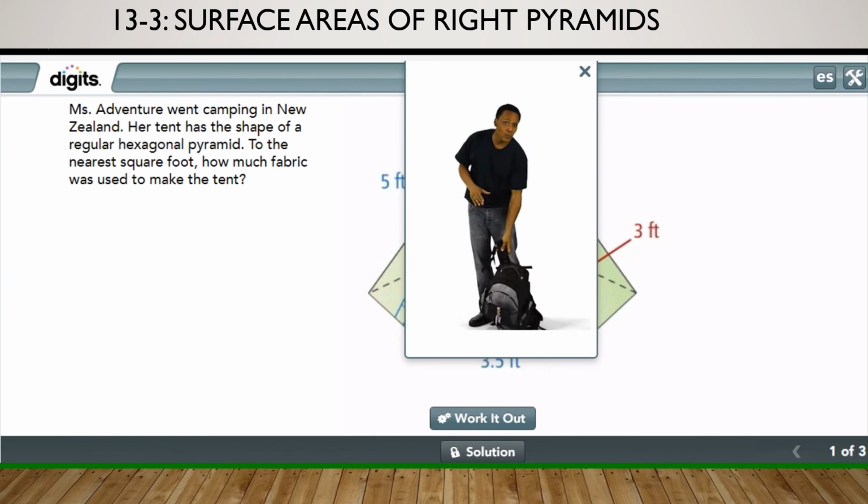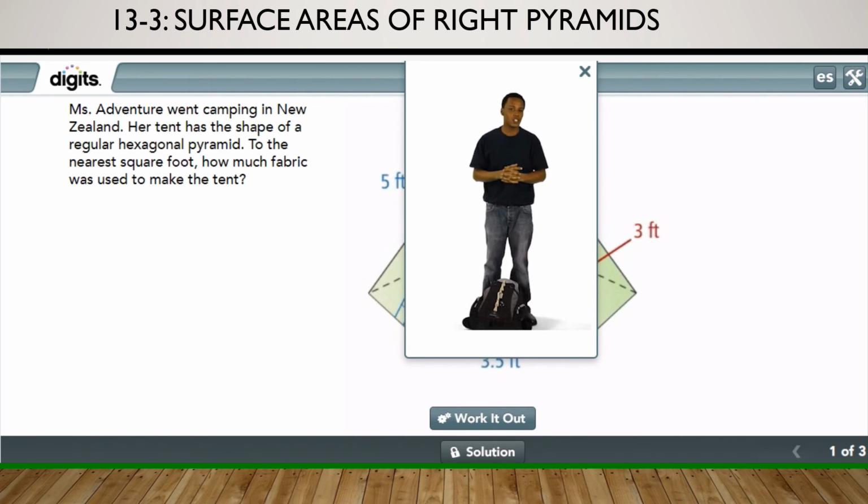Remember, some measurements are more useful in some situations than others. The inside of the tent is open space, so you need to know how much fabric it takes to actually make up the sides of the tent. Oh, and don't forget that it should have a bottom. I'm sure even Miss Adventure doesn't like sleeping on the wet ground.